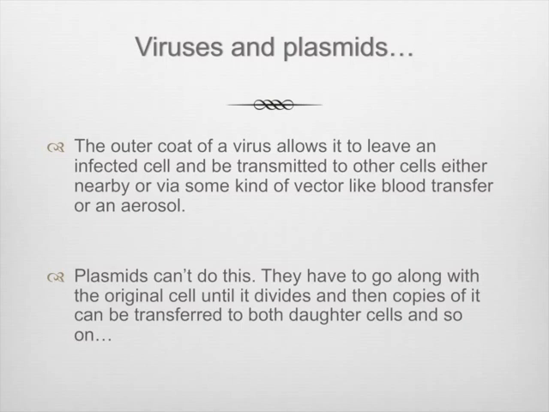The outer coat of a virus allows it to leave an infected cell and be transmitted to other cells, either nearby or via some kind of vector like blood transfer or an aerosol. Plasmids can't do this. They have to go along with the original cell until it divides, and then copies of it can be transferred to both daughter cells and so on.